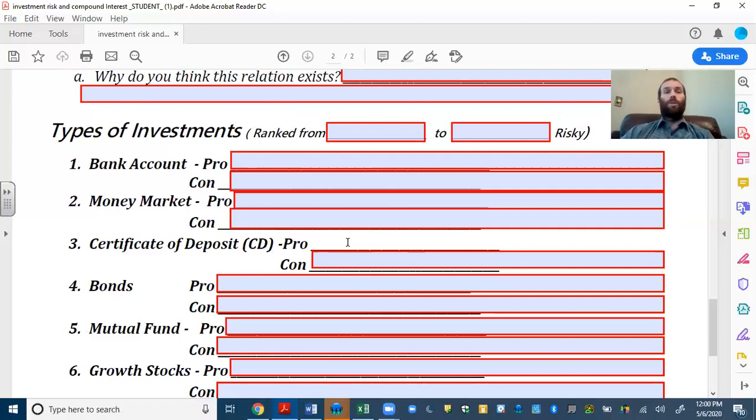Its tax status, though, is definitely a con because with a CD's tax status, it's going to pay your income tax on it and also taxed every year, which means that's a lot of taxes you pay on your investment.